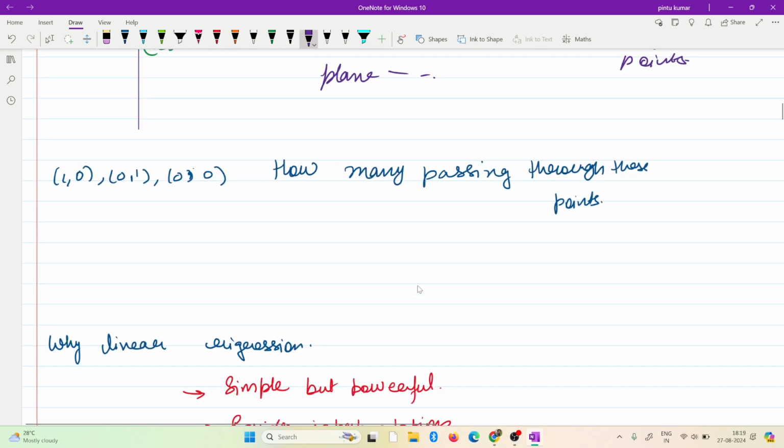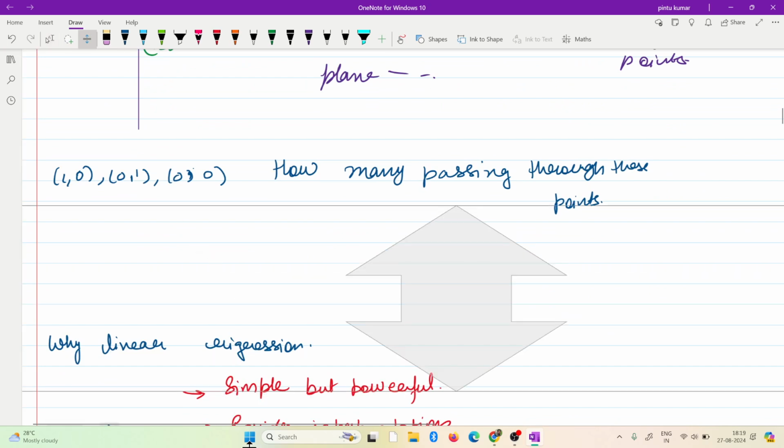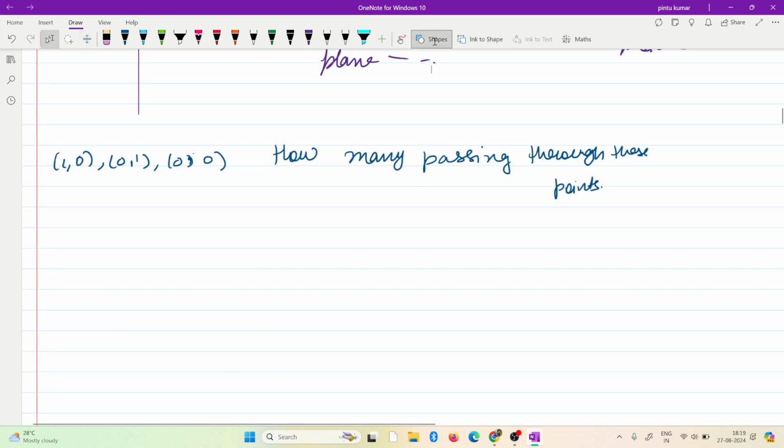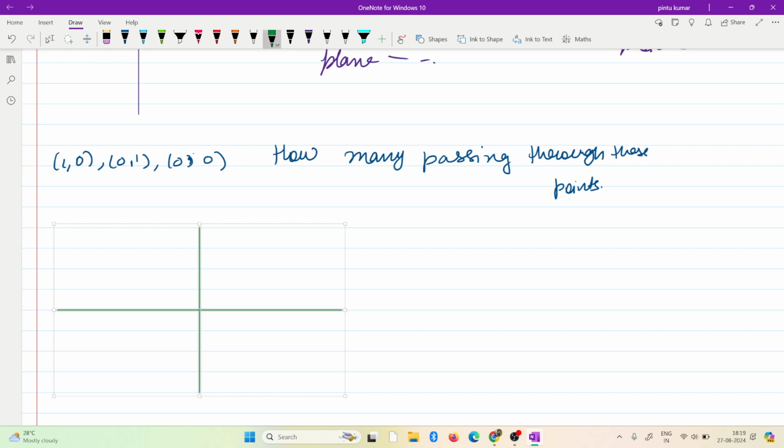Okay, but let's look at this example. Let's say this is the data set that was given to you. Then what do you do? Okay, so let me plot these points. Okay, so let's say these are the same points. So this is 1 comma 0, 0 comma 1, and 0 comma 0. Now, no matter what you try, you can't fit a line passing through 3 points, right? You can get a unique line passing through only 2 points.